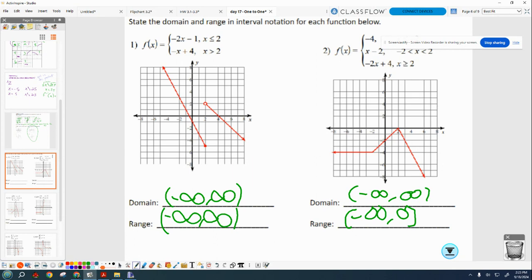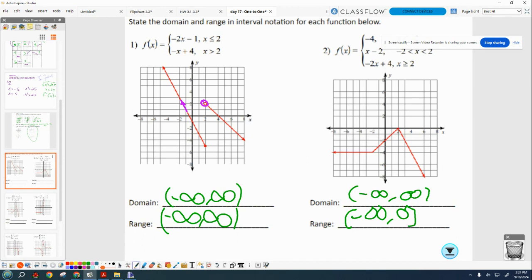So, do you agree with number one? There's a break in it, but does every single X value have a Y value? Yes, it does. So the domain is all reals even though there's a break. And the range, well, there's a gap in the range right here, but it's filled in on this side. So I agree with this answer.